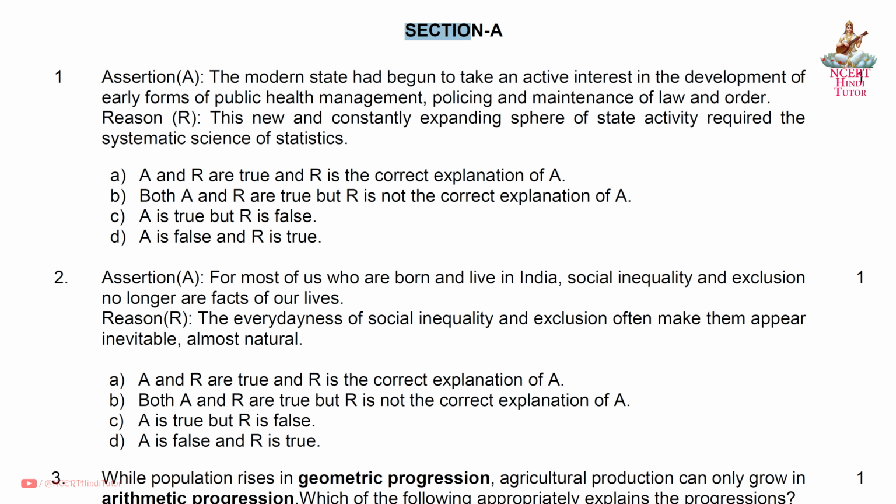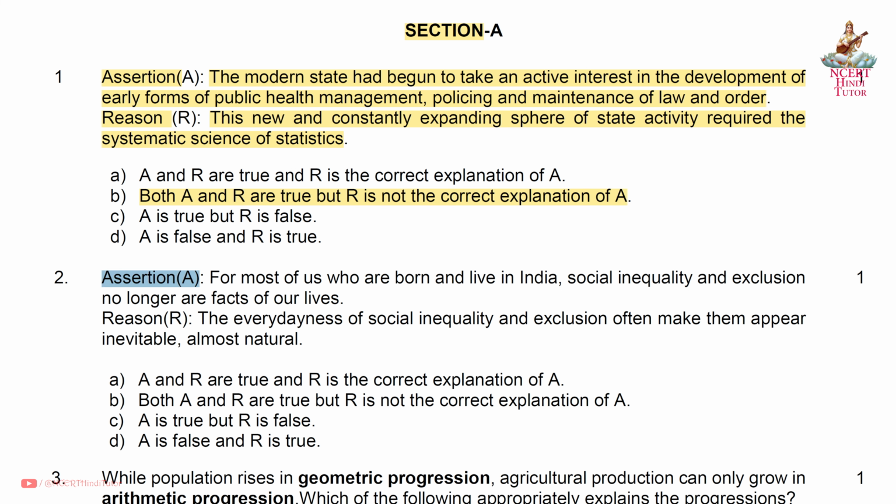Section A. Question 1. Assertion A: The modern state had begun to take an active interest in the development of early forms of public health management, policing and maintenance of law and order. Reason R: This new and constantly expanding sphere of state activity required the systematic science of statistics. So friends, answer is B. Both A and R are true, but R is not the correct explanation of A.